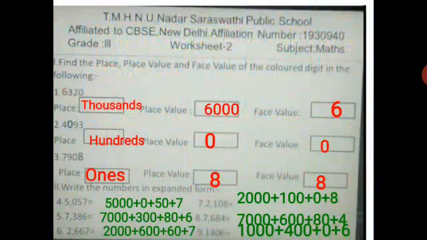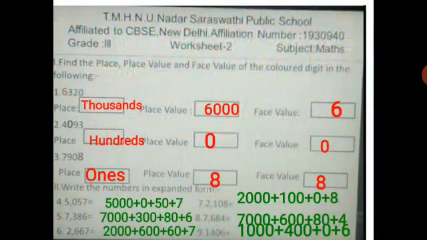Then the third sum, 7908. Which one is the colored digit? 8. What is the place of 8? 8 is in the ones place. Place value of 8 is 8 into 1, 8 ones are 8. Face value of 8 is 8. Very good. Have you completed? Have you corrected? Very nice.